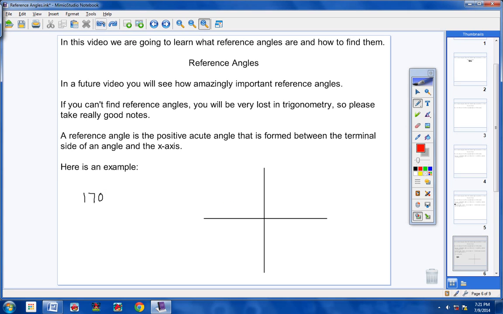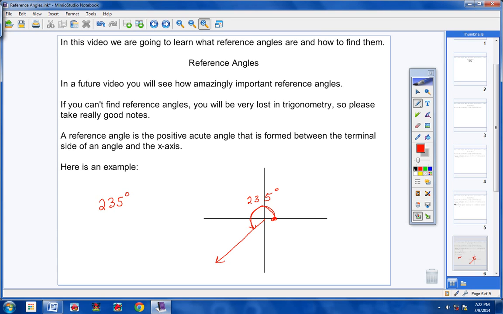Let's try another one real quick. What if I said find the reference angle for 235 degrees? Okay, well, let's go 180, and then we go 55 more degrees, so about right there, and then draw our angle. There we go. So from here to here is 235 degrees. Now I want you to find the reference angle.